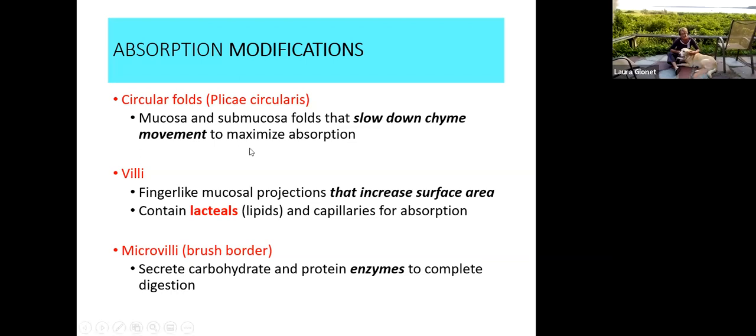So unlike the rugae, which are folds of the stomach mucosa because the organ is collapsed, it's not filled with fluid, which will stretch and those rugae disappear, kind of like blowing up a balloon as the stomach fills. The circular folds of the plicae circularis in the small intestine are folds that go around the entire circumference, not the length of the small intestine. And therefore, they do not disappear upon distension.